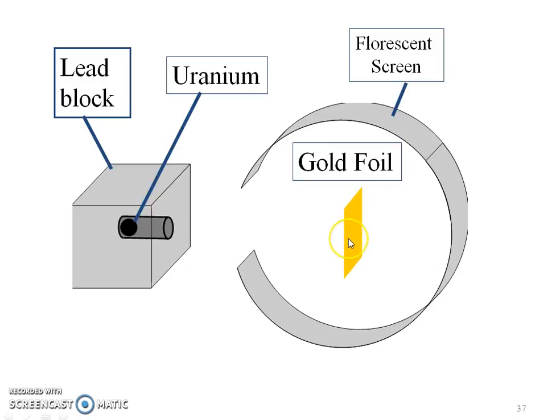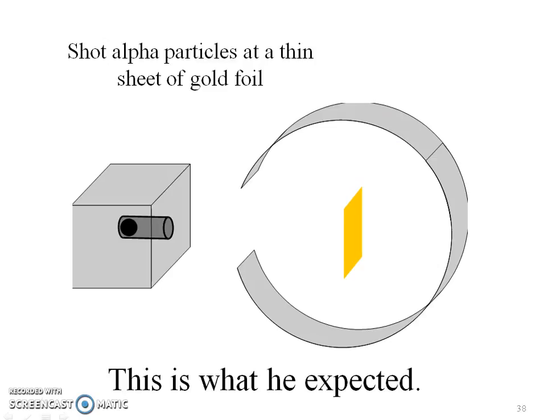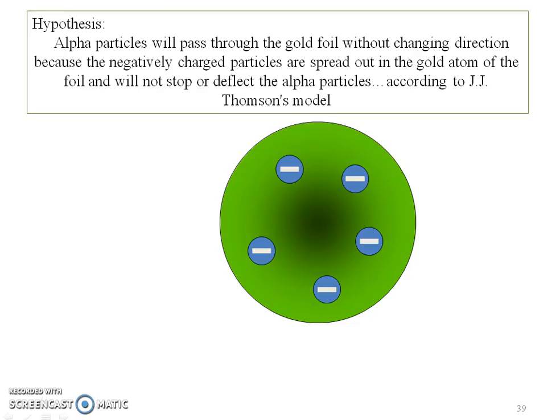He took a piece of gold foil. Okay, so think about your aluminum foil, but pretend it's gold. And then he has this fluorescent screen around it. So what he did was he shot these alpha particles through the sheet. He wanted to see what was going to happen. So this is what he expected. He expected all of them to go through, okay?